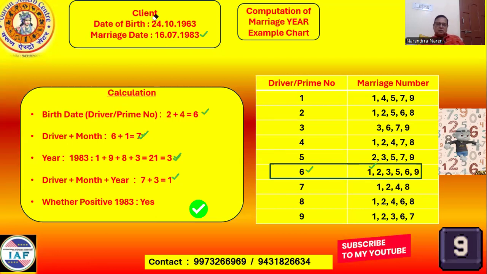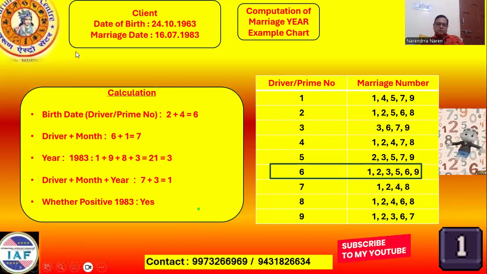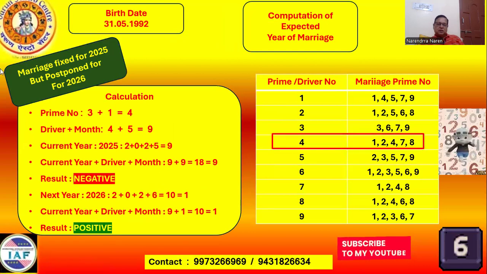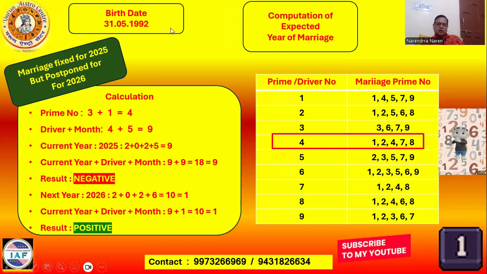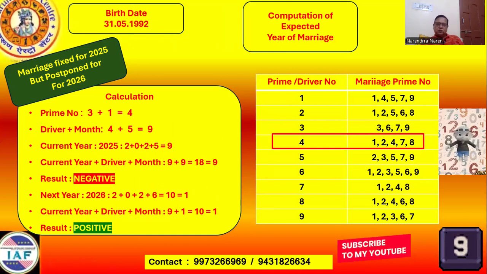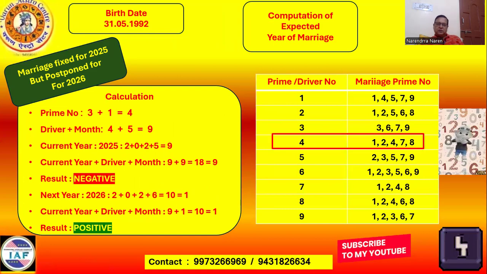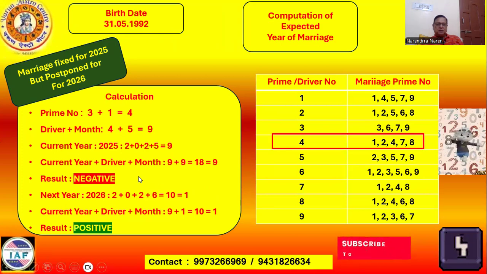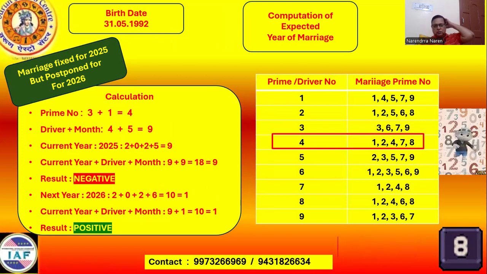Next chart we are taking. This relates to a client only, because now I will take some examples in respect of the future. See here, this birth chart relates to 31st May 1995. Marriage is to happen. It was fixed for 2025. Let us see whether it was possible for the marriage to happen in 2025.